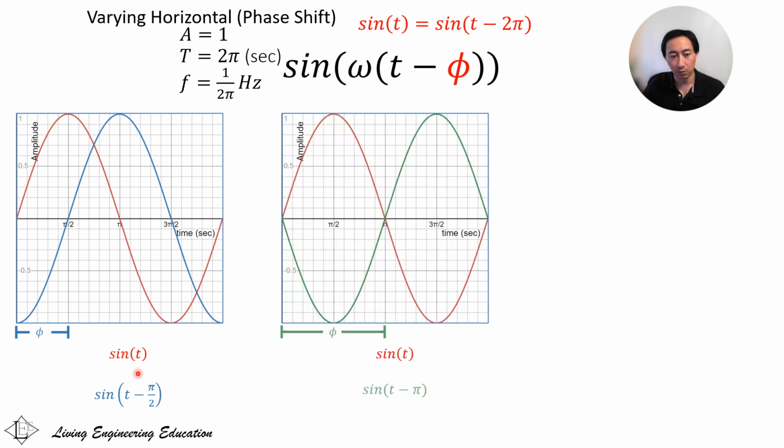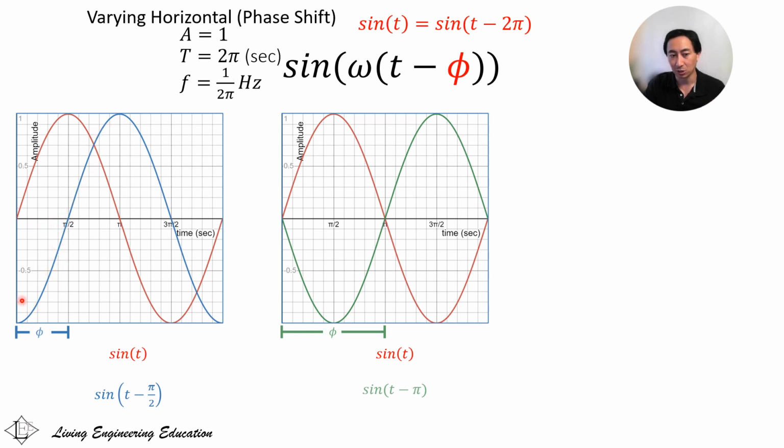So here we show the baseline graph in red, sine t. Then we have the blue graph, sine t minus pi over 2. So we have a pi over 2 delay. And so that's shown here. So what do we mean by delay? The graph in red starts at t equals 0, and it increases to 1 and then decreases. If we think about this blue graph as a delay of pi over 2, it's like we're not doing anything for pi over 2, and then we start, right?